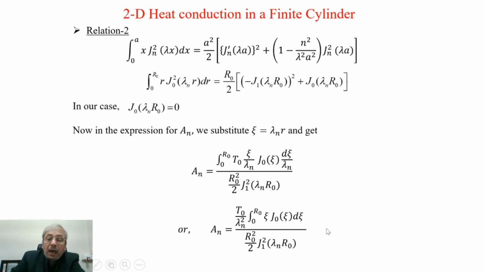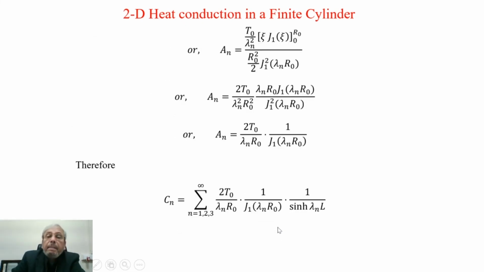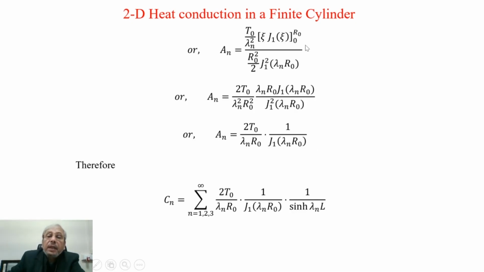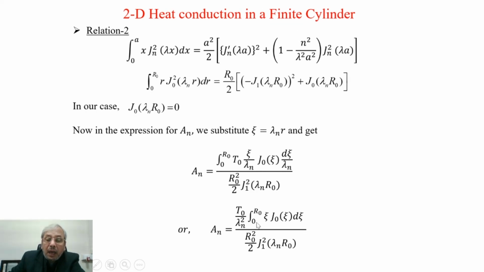What we get as our numerator is xi J naught xi d xi. So this will become straight away xi J1 xi. So T naught by lambda n square, xi J1 xi, and we put the limit after integration is done. After integration is done, we put the upper limit and lower limit, and the denominator is R naught square by 2, J1 square lambda n R naught.